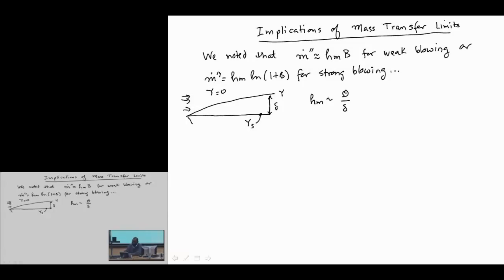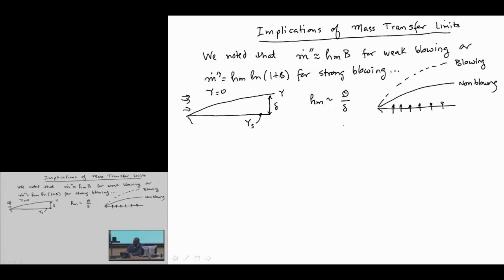If, for example, we're not just simply diffusing this, but we're actually blowing this material through, then you would expect that the boundary layer would be thicker. So if this is the non-blowing case and this is the blowing case, it'd be thicker. So there needs to be a correction for this mass transfer coefficient.